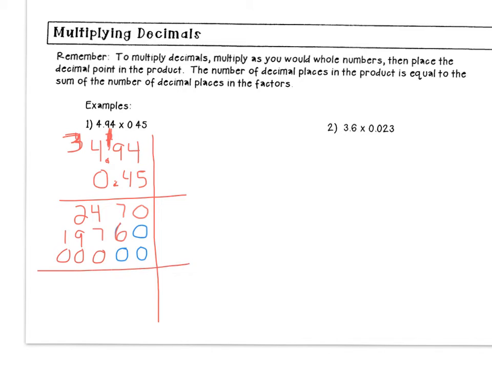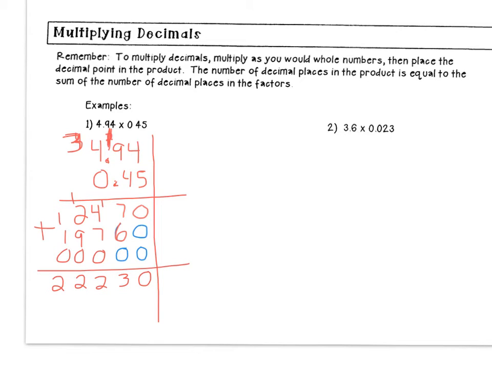Now, add. You get 0 here. 6 plus 7 is 13. 7 plus 4 plus 1 is 12. 9 plus 2 plus 1 is also 12. 1 plus 1 is 2.